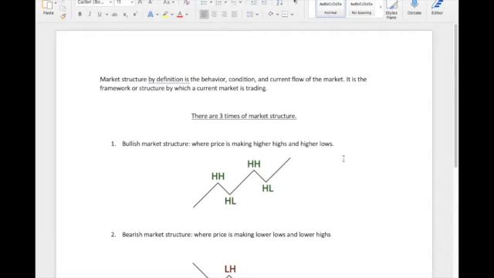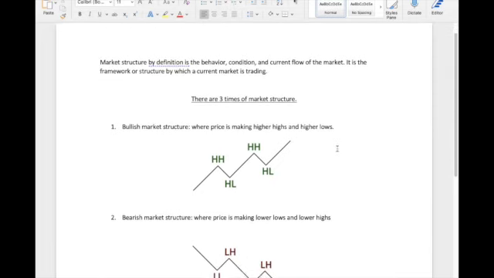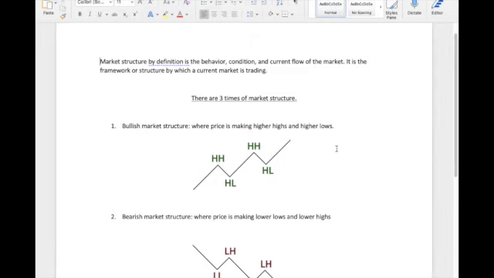So to start, what is a bullish market structure? A bullish market structure is when price is making higher highs and higher lows. So if you look at the screen in front of you and the example that I have, you can see where as the market is moving higher, it is creating higher highs, which validates that the market is bullish, and it's creating higher lows, letting you know that the market is bullish, right? It does not want to go down, it wants to continue with the bullish momentum.